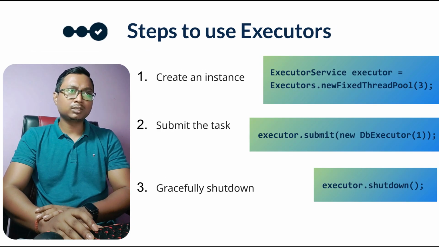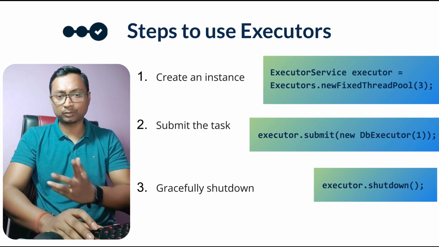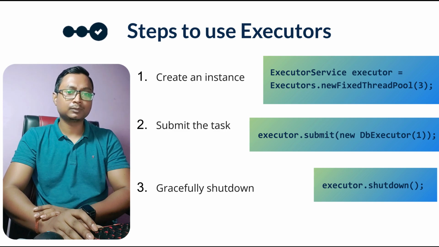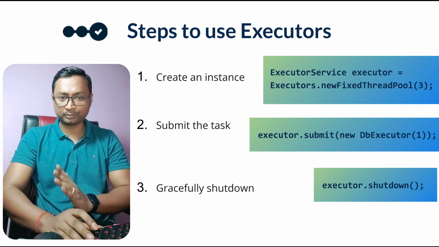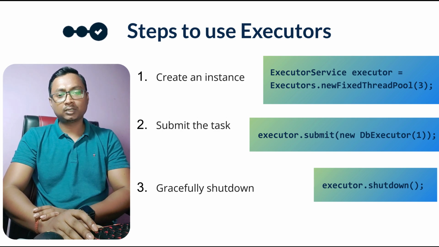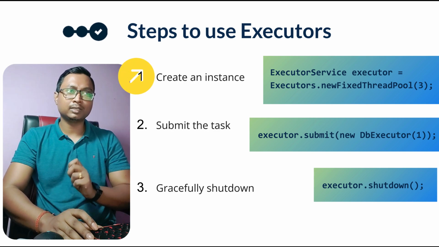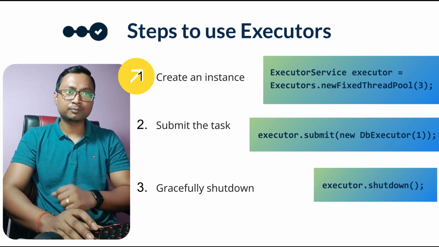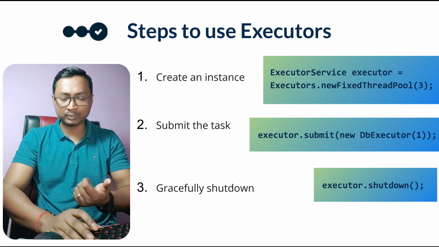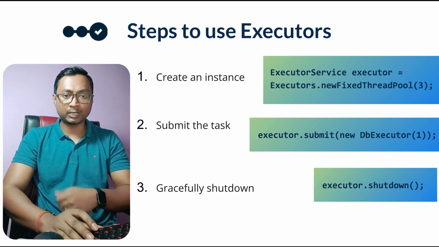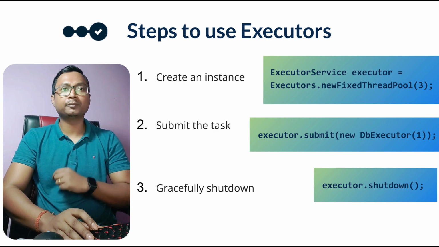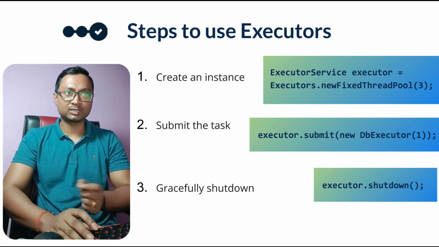So how do we actually use executors in our code? All we care about is the code. Literally there are just three important steps to use executors. The very first one is you need to create the instance of the desired implementation. For example, if I want to use a FixedThreadPool, I can do that. If I want to use a scheduled thread pool, I can do that. Whatever type of thread pool you need, you need to specify that.